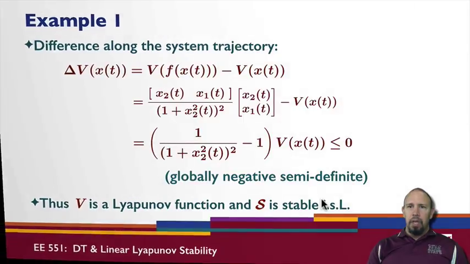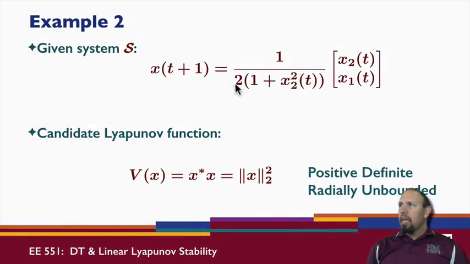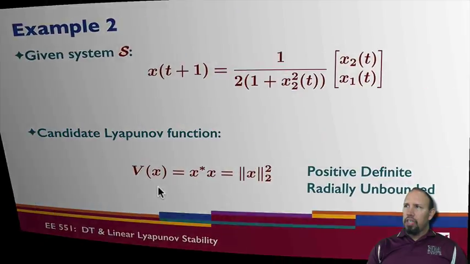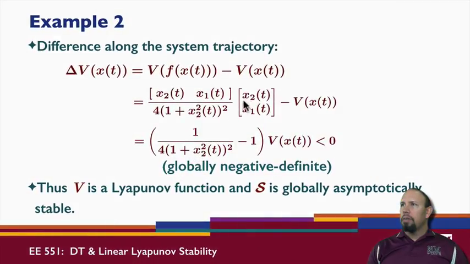Let's look at the same system, except instead of just having 1 here, I have a 2. So that makes this smaller, which actually works to the advantage. We consider the same Lyapunov function as before. And so when I take f transpose f, notice that I have this 4 here. And again, this times this gives v of x. I can factor out v of x, and I get this expression.